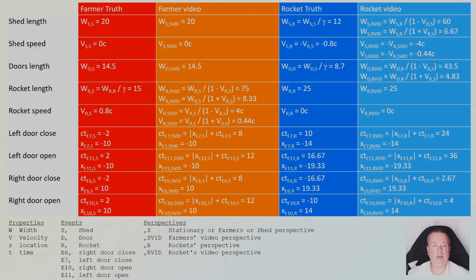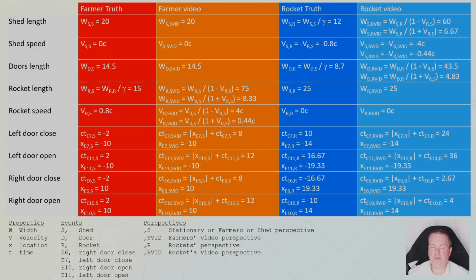Perspectives: S, comma, a perspective, is the stationary or the shed's perspective. S vid will be what's on the video, so the farmer's video perspective. R will be the rocket's perspective, and R vid will be the video of the rocket. And there you see that in the red, the farmer's truth is different than what he sees on the video.